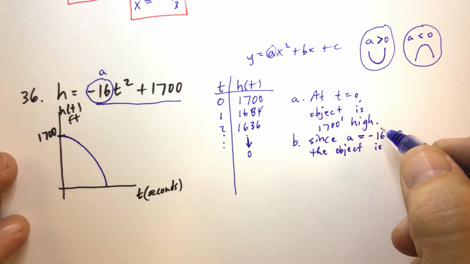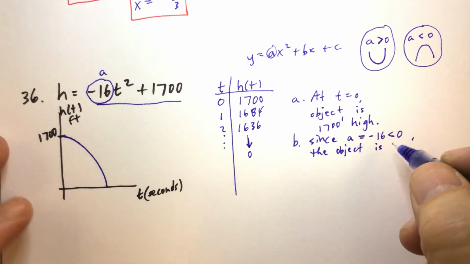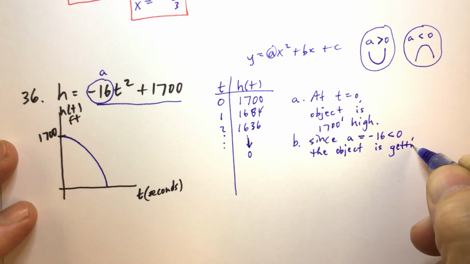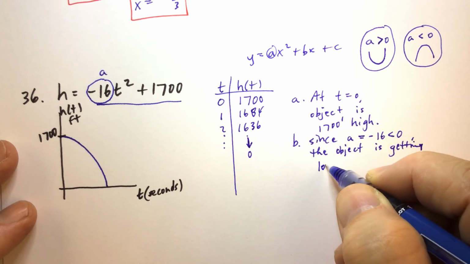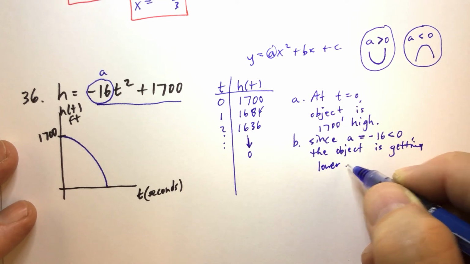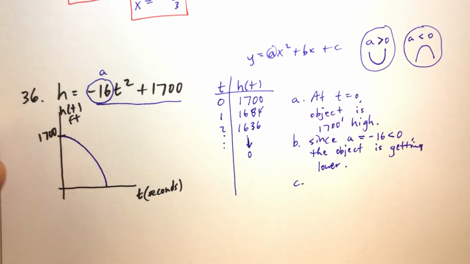The height is getting lower. We could say any of those things. So getting lower, moving down. Okay. So part C, when will the object be 1,000 feet above the ground?